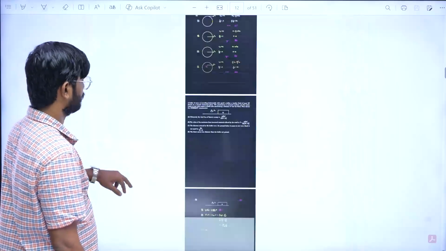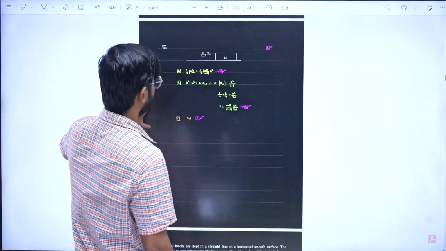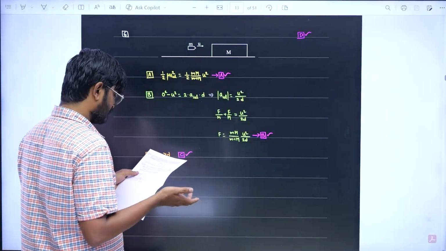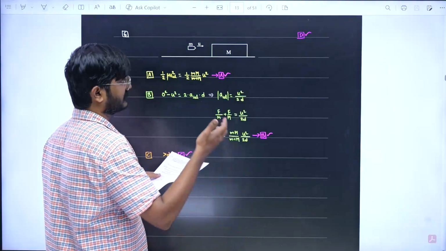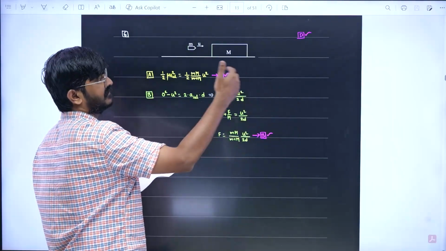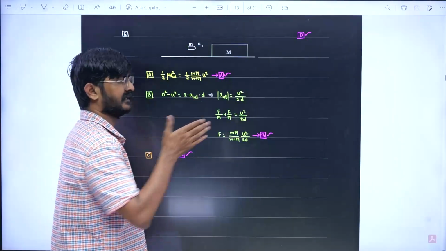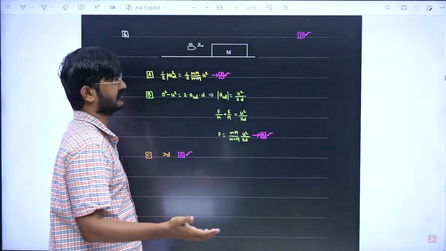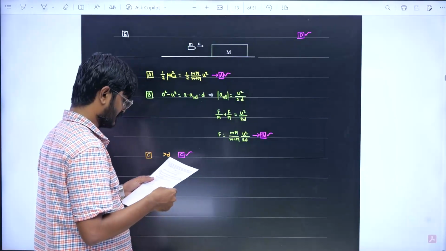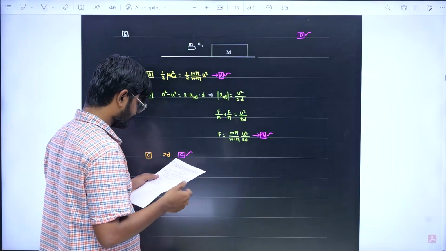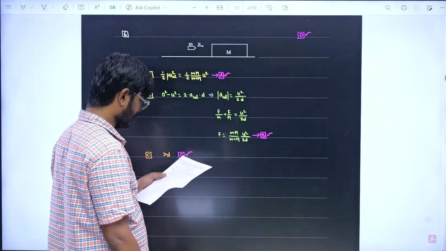Then they were asking a couple of options. Block moves less distance than bullet with respect to ground. That's obviously wrong, because both are going to go ahead, and with respect to the block, the bullet is penetrating an extra distance d. So the meaning is the bullet is going to travel d distance extra more than the block. So option D is wrong, and option C is also going to be wrong.